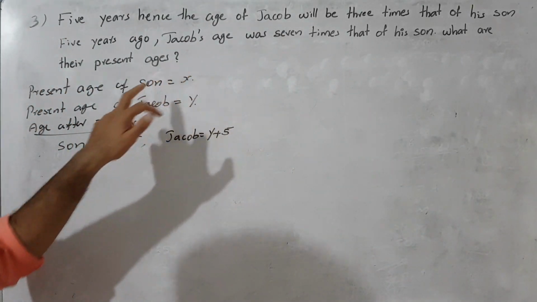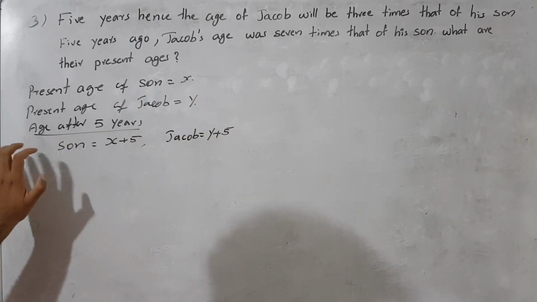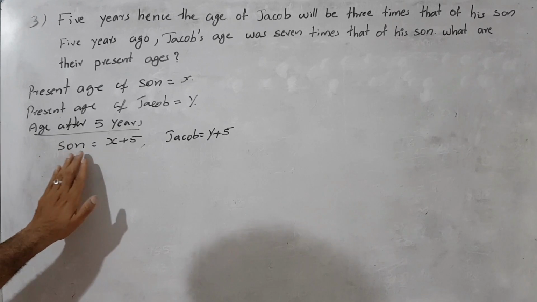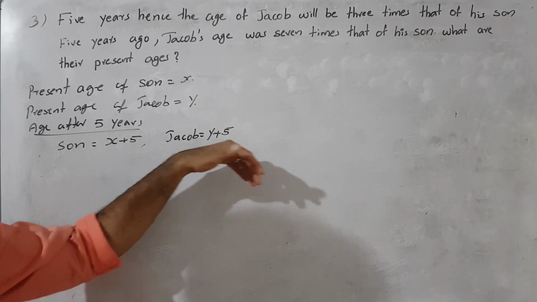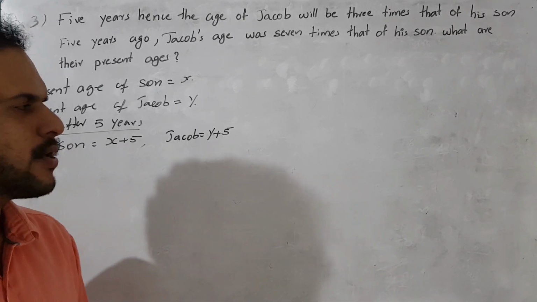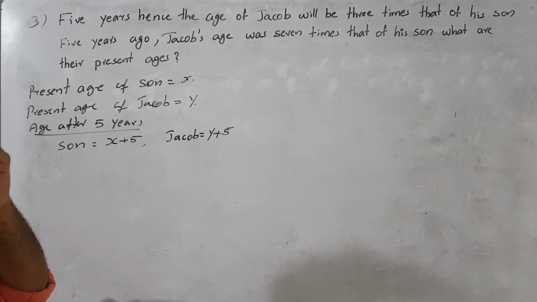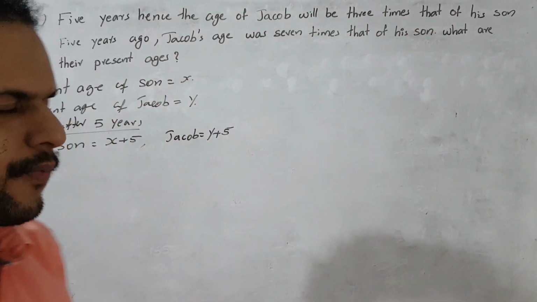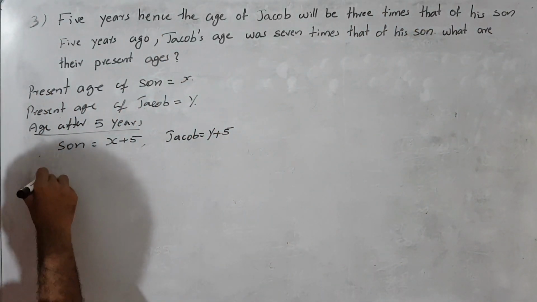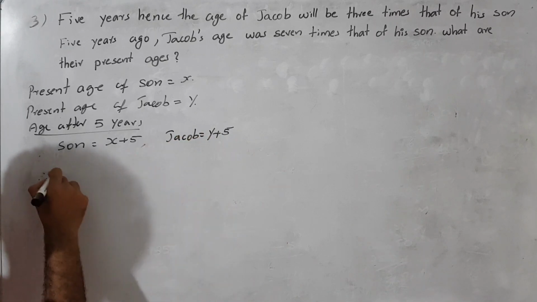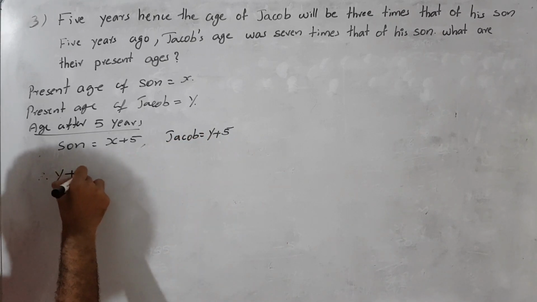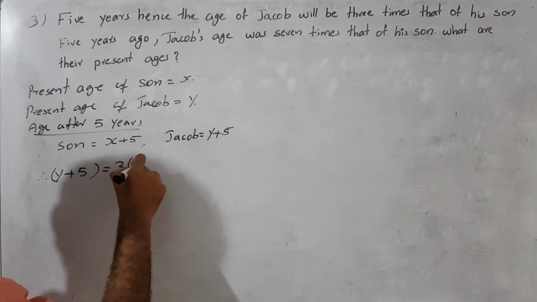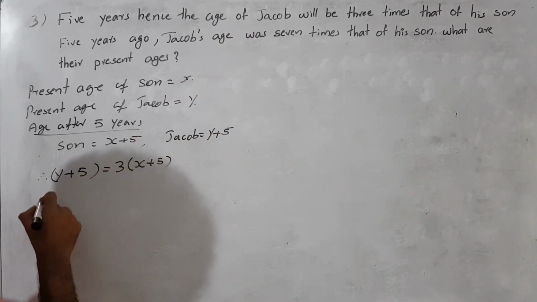The present age of son is x. The present age of Jacob is y. So after 5 years, the son's age is equal to x plus 5. Jacob's age is equal to y plus 5. So the relation of these two, what is that? The age of Jacob will be 3 times that of his son. Therefore, we are writing the condition. Jacob's age, y plus 5, is equal to 3 times x plus 5.